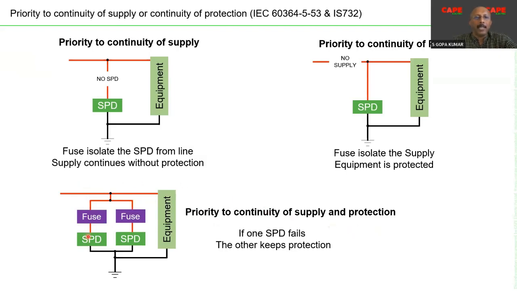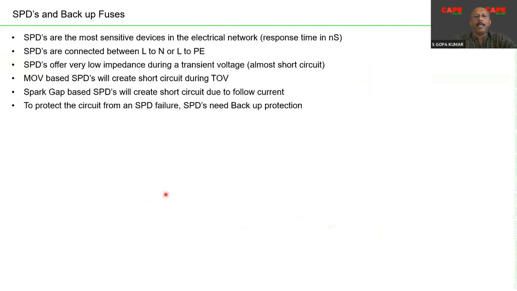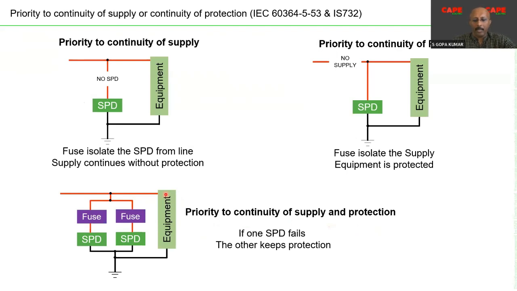As I said, there are SPDs which can have multiple channels, and the channels ensure continuity of supply and protection. So basically, these three questions are very important. Now, the first two questions, priority to continuity of supply and priority to continuity of protection, how these are applied and the backup fuse is selected.